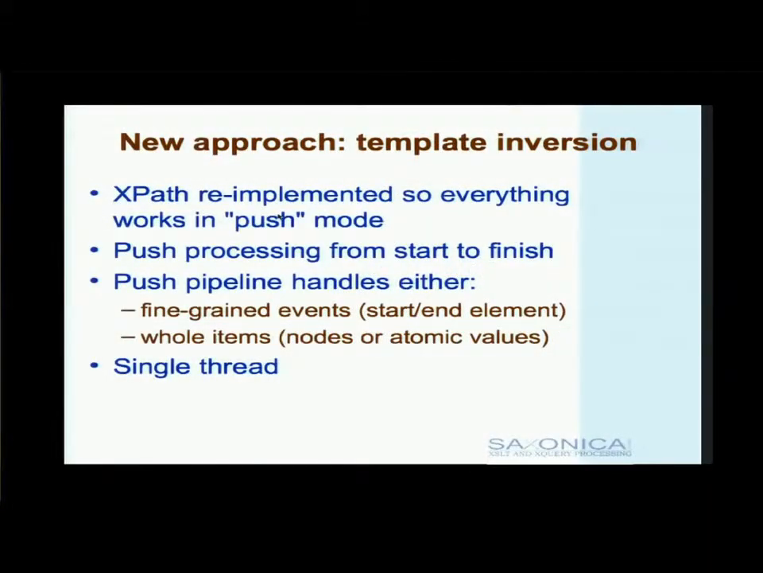And I'll say more about what that actually involves. So it's push processing from start to finish, which means you no longer need separate threads. It can all happen in a single thread. And one of the interesting things about that push pipeline is it can work at different levels of granularity. So you can either be pushing individual events: here's a start element, here's a text node, here's an end element, here's a comment, here's a processing instruction. Or you can push complete items, like the employees. You can still do that one. You can build a subtree for an employee and push that as a single item down your pipeline.